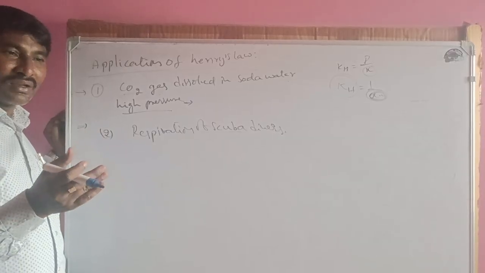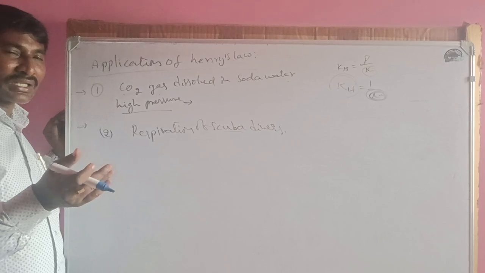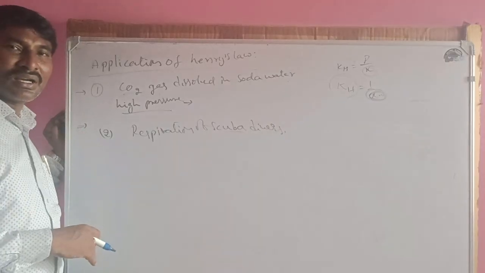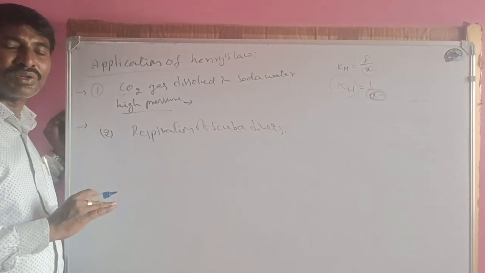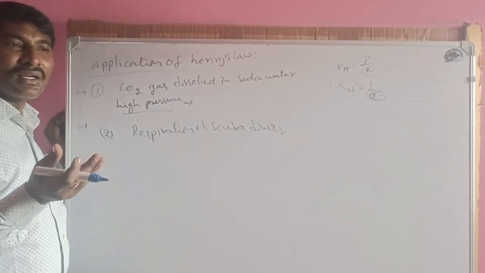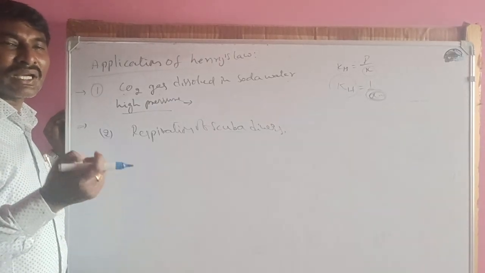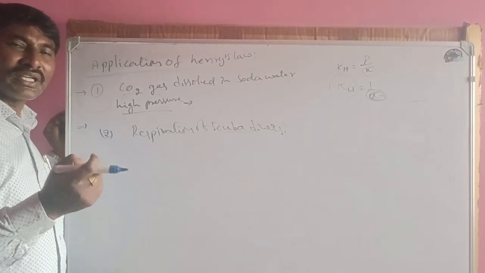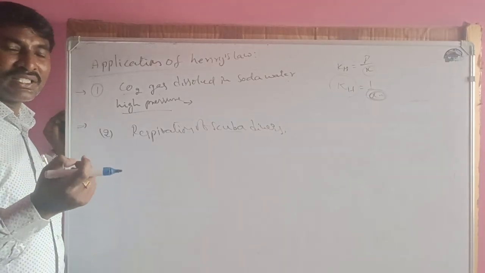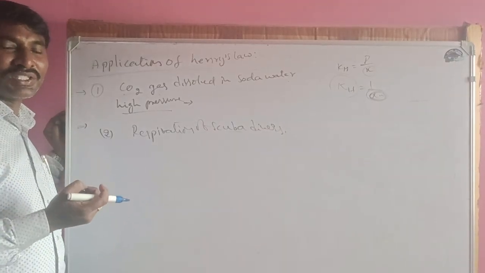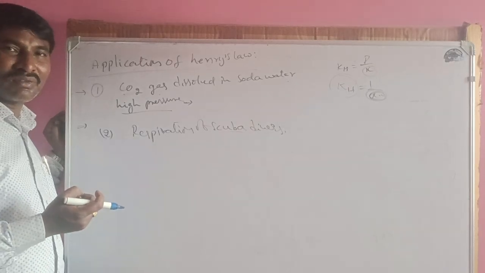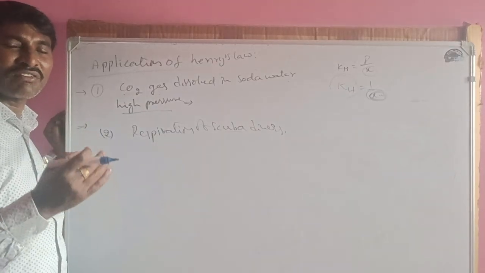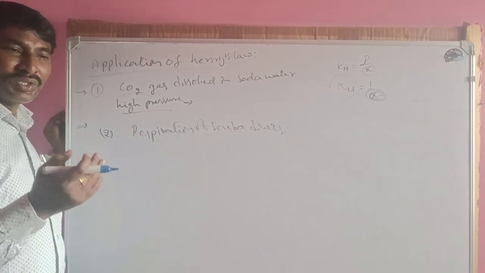Then when the persons come back to the surface of the water, the pressure decreases and the dissolved nitrogen gas comes out from the blood cells. This affects the blood capillaries and the blood circulation in their system, so bends are found there.